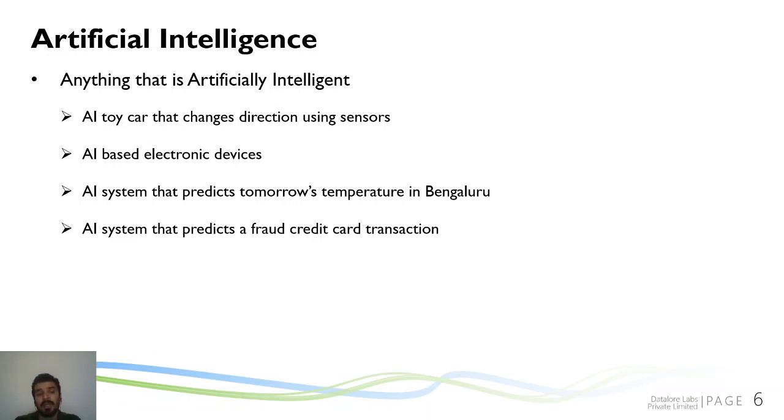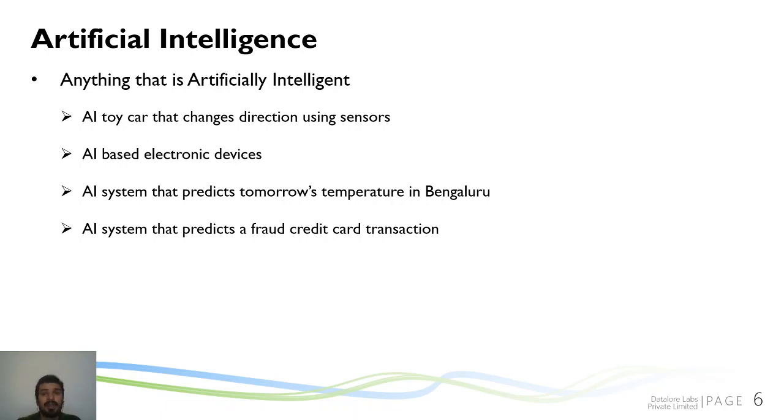Another example could be an artificial intelligence system that predicts whether a particular credit card transaction is fraud or not, right? You would have used credit cards. Sometimes you would have got a call from the bank saying, we see a possible fraud happening on your card. Did you really do this transaction? Many of you would have got this call from your credit card customer care, right? So how do they know whether a particular transaction is fraud or not?